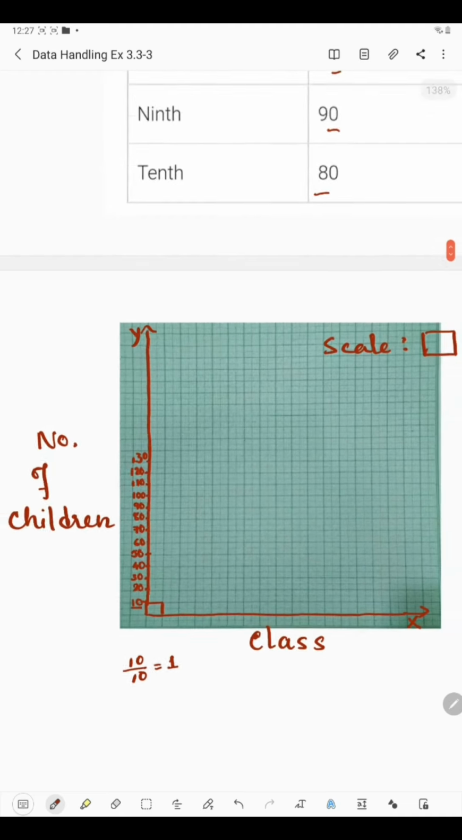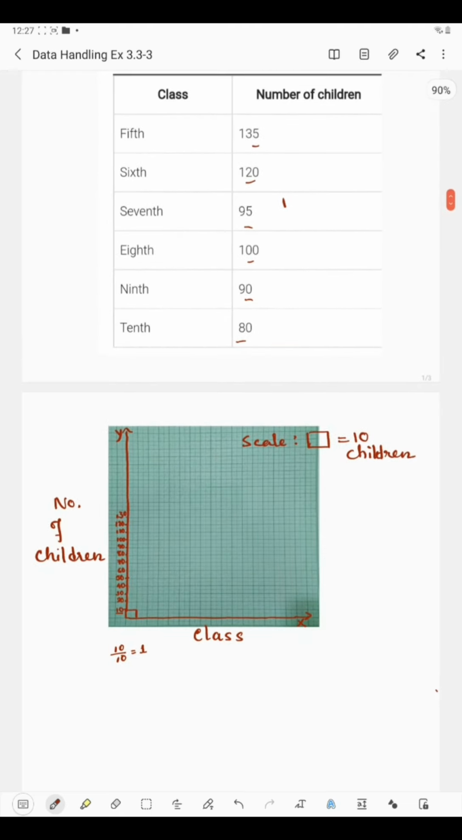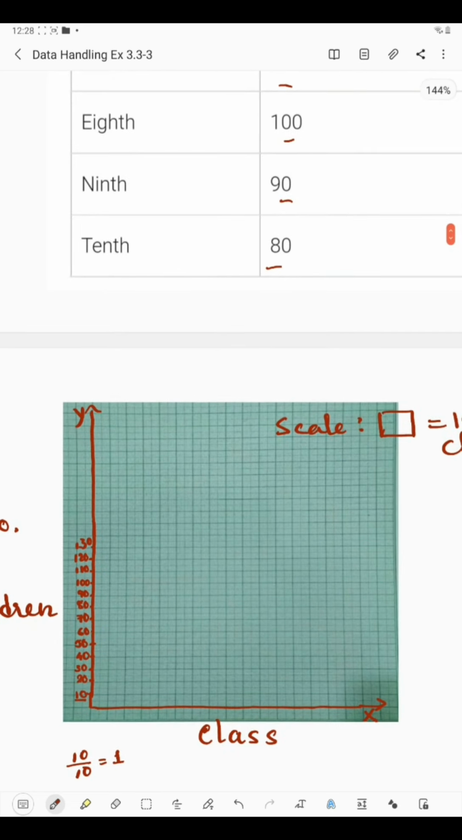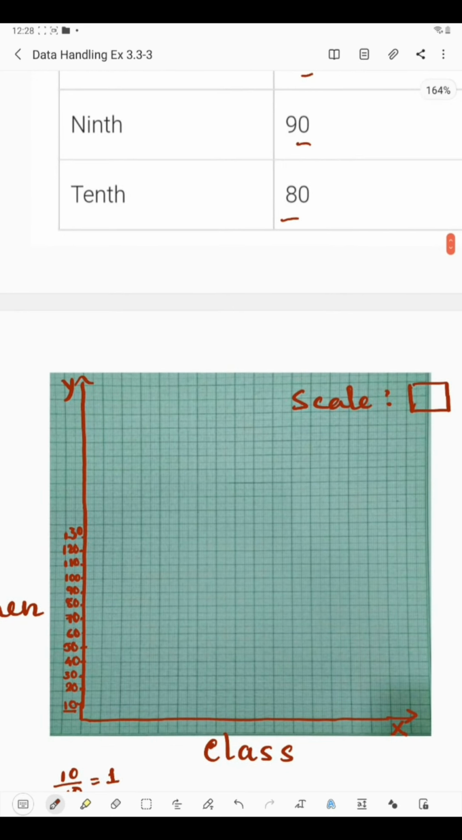Now at first we have the 5th class, and in the 5th class there are 135 students. So we will start drawing the bar. Since 135 is given and here I have written only till 130, and each box is having 10 children, I have to write 140 also. So we will write till the data given.